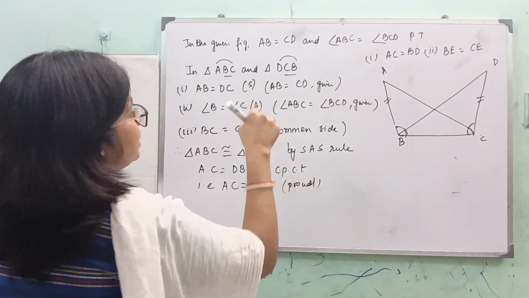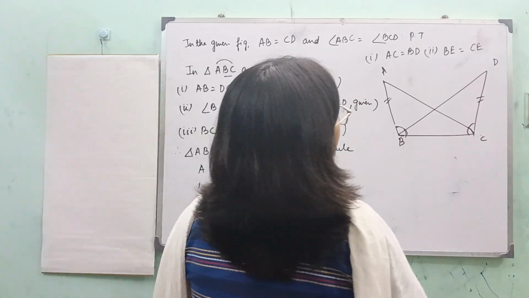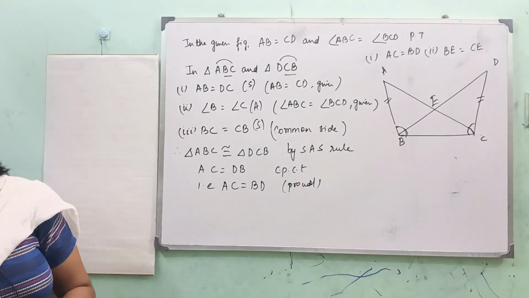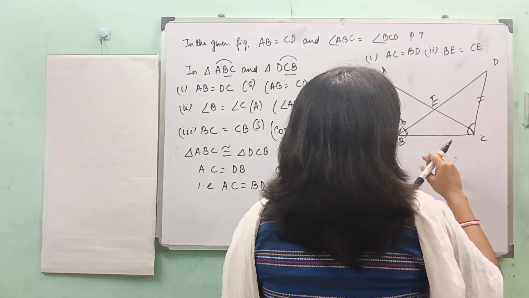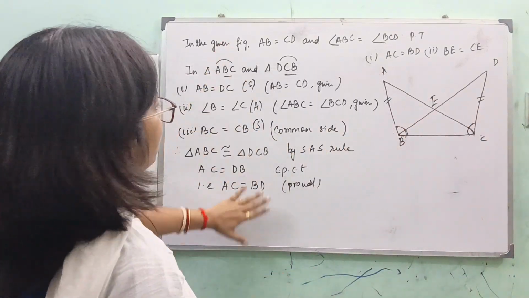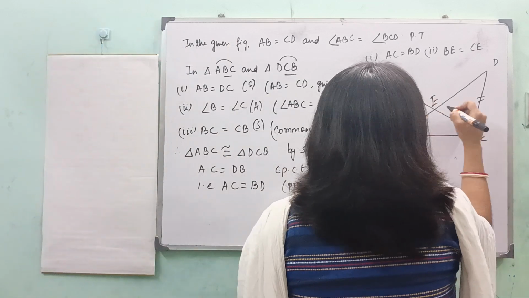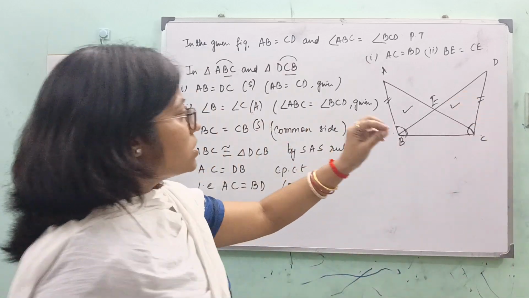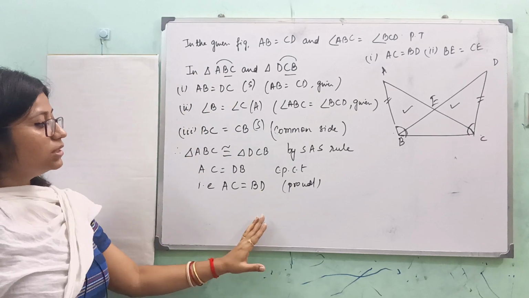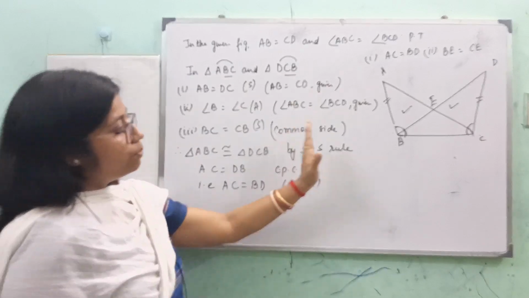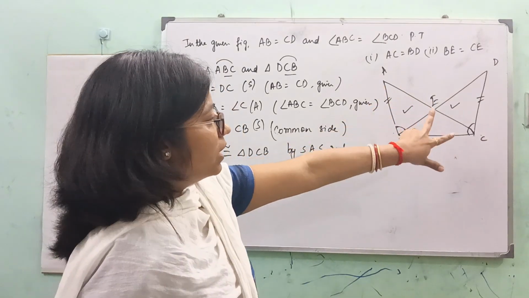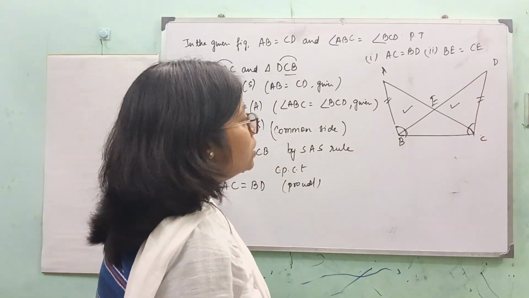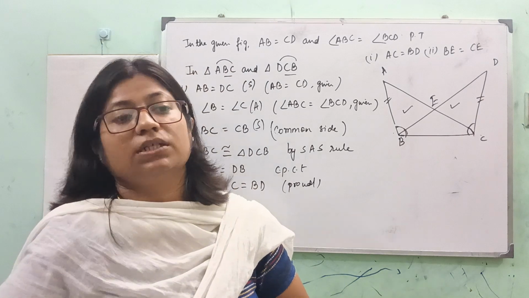First part is proved. Now the second part says we have to show that BE is equal to CE. This is the part that you have to prove. But BE and CE are not parts of these triangles. They are parts of triangle ABE and triangle DCE. So I give you some time to think. You have to prove this part, and for this we need another pair of triangles. So check which rule you will use here to prove the congruency. I'm giving you some time, think about it. Then we'll go ahead.